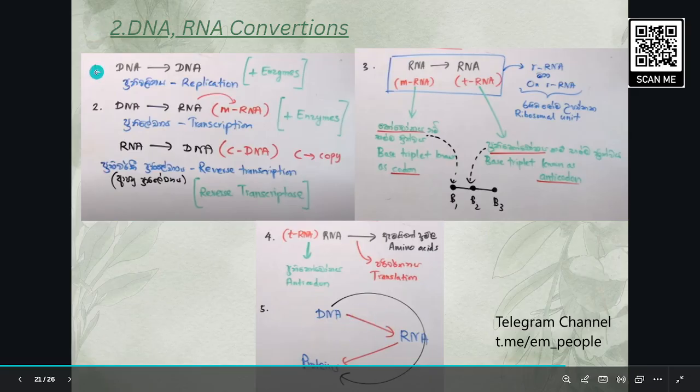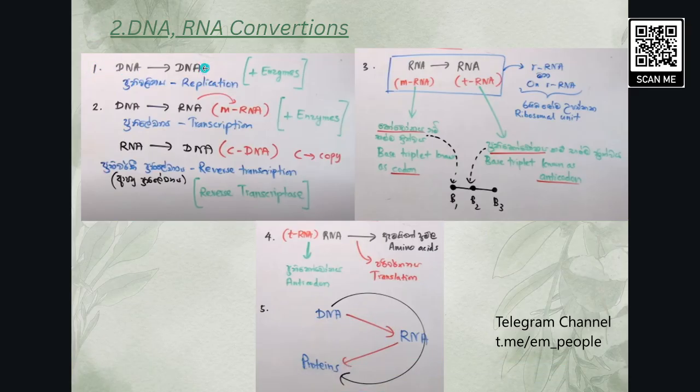And if we move on to conversions, we have DNA to DNA conversion, and we call the process replication, and there are enzymes involved in this process. And in DNA to RNA conversion, the resultant RNA is called mRNA. The process is called transcription. If we convert DNA into RNA, the process is called transcription, and also enzymes are involved.